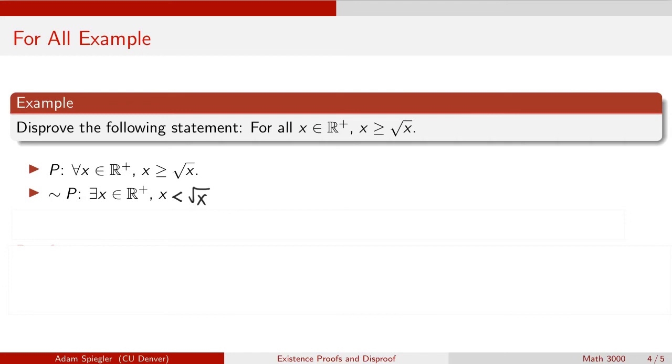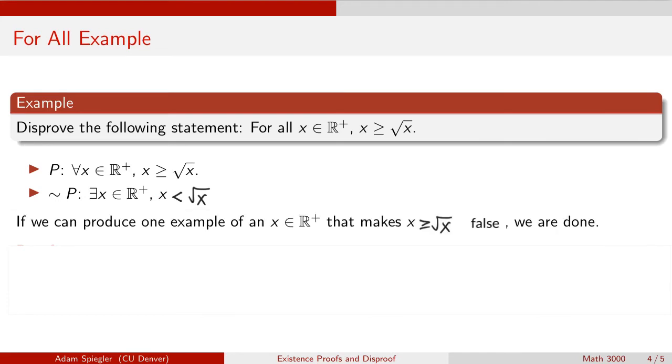So let's recall, how do we negate a universally quantified statement such as P? Well, we change the quantifier to an existential quantifier, and then we negate the statement. So in this case, not P would mean that there exists some x in the positive reals for which its square root is larger than x.